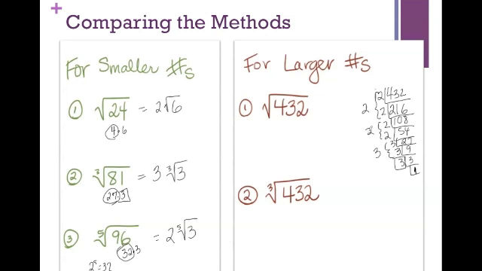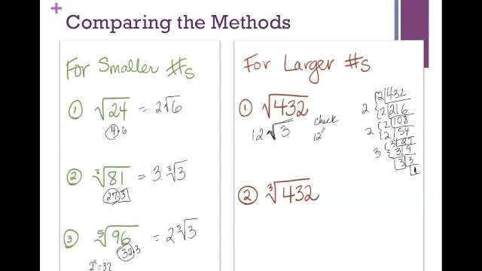So 2 times 2 is 4, times 3 is 12. So it would be 12 square root 3. Now I could check my work by kind of going backwards. To get back inside the square root, this 12 would have to be squared. So here's my little check.